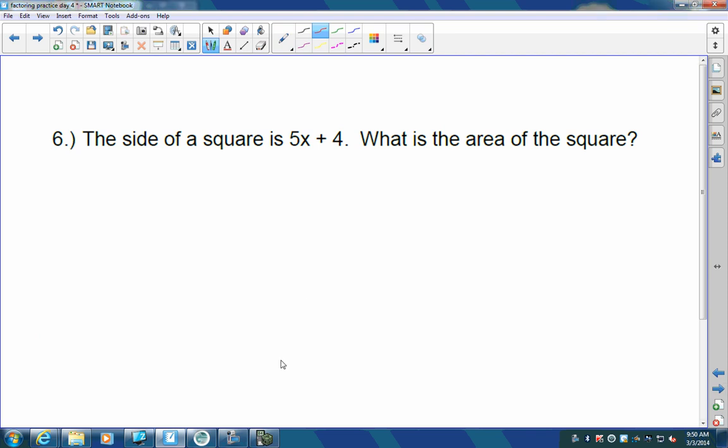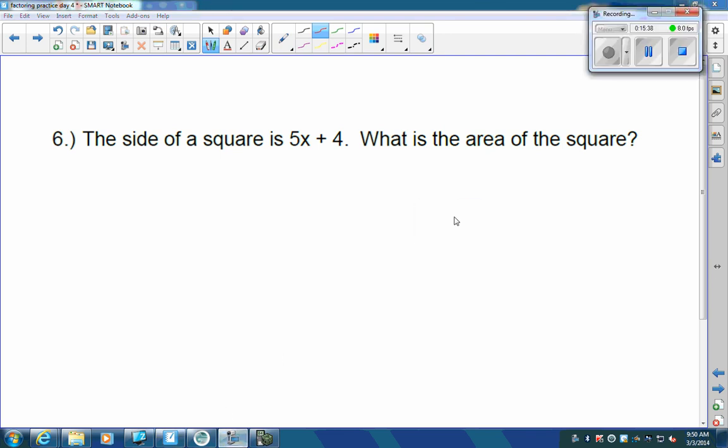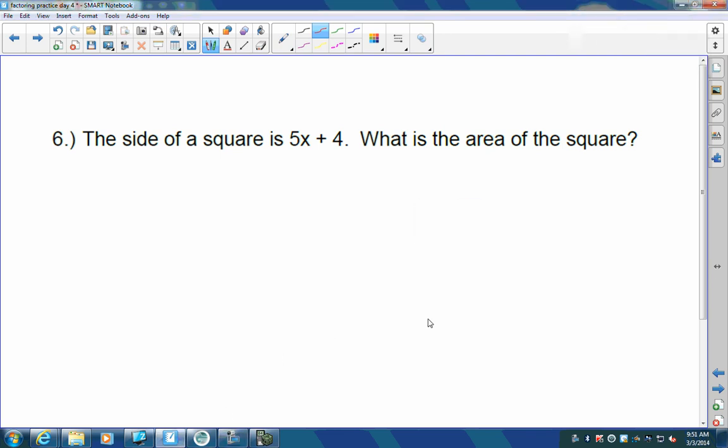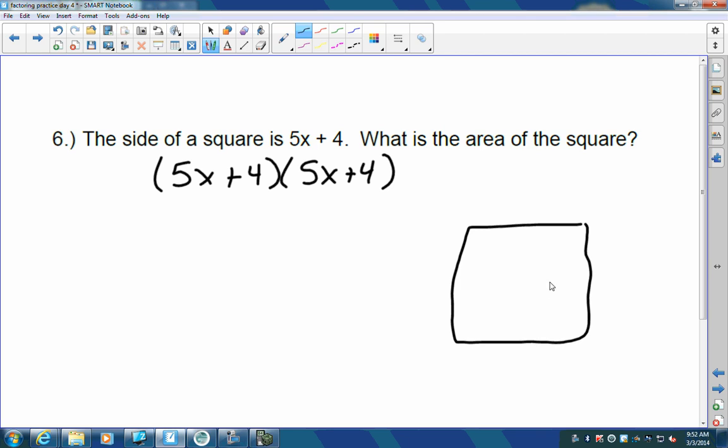Number 6. They give you the side of the square and they want you to find the area. Do that now, please. So on number 6, it says a side of a square is 5x plus 4. Well, remember, the side of a square means if it's a square, all the sides are the same. So if you're trying to find the area, you're taking 5x plus 4 times 5x plus 4. Well, a 2 by 2, I'll use a graphic organizer. 5x plus 4 times 5x plus 4.